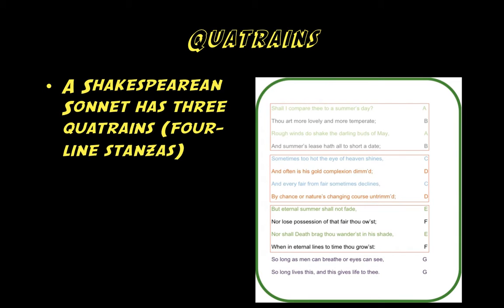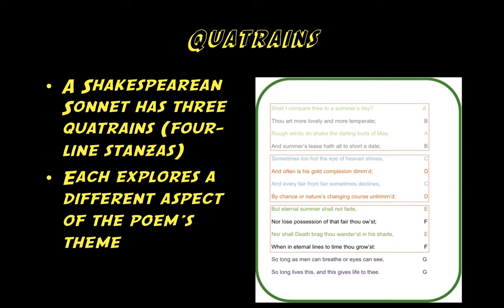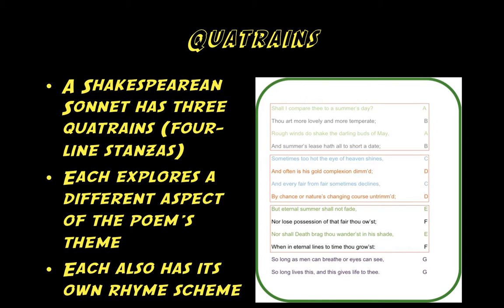A Shakespearean sonnet has three quatrains, which are four-line stanzas. Each explores a different aspect of the poem's theme, and each also has its own rhyme scheme.